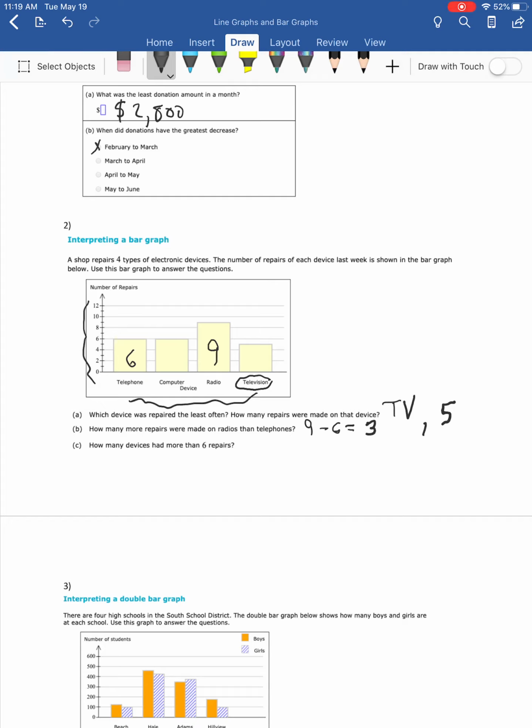How many devices had more than 6 repairs? Well, let's go find. We know telephone has 6 repairs. Radio has 9 repairs. Computer also has 6. And television has 5. So how many devices had more than 6 repairs? Just 1.